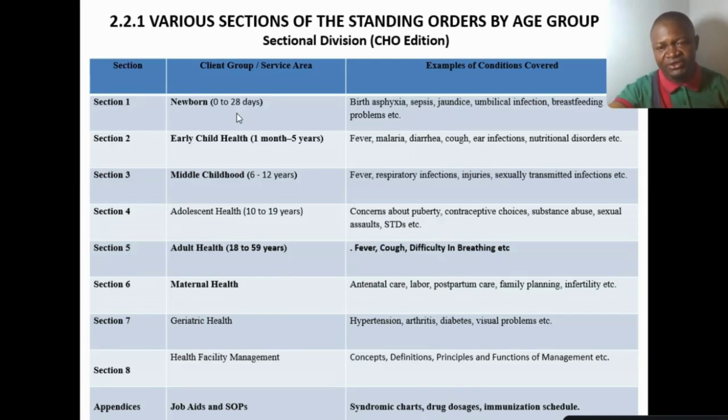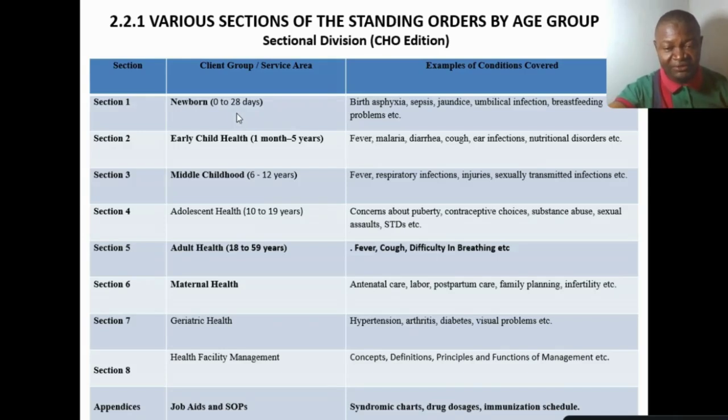Okay, after that, you get to section two, which is titled early childhood, between 1 month and 5 years. It's no longer a newborn. It has gone beyond the age categorization for a newborn. You see cases like malaria, diarrhea, cough, ear infection, and the rest of them. And then you see section 3, middle childhood, beginning from the age of 6 to 12 years. Then you can see fever, respiratory infection, injury, sexually transmitted infection, and the rest of them. Then you see section 4, which is a unique section.